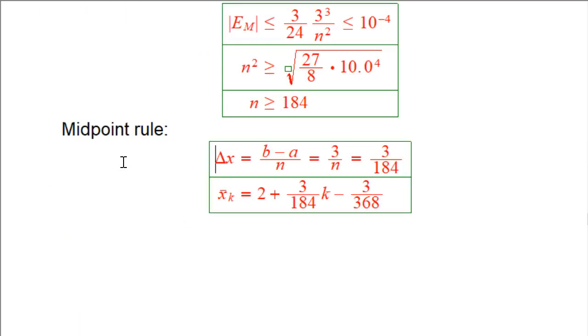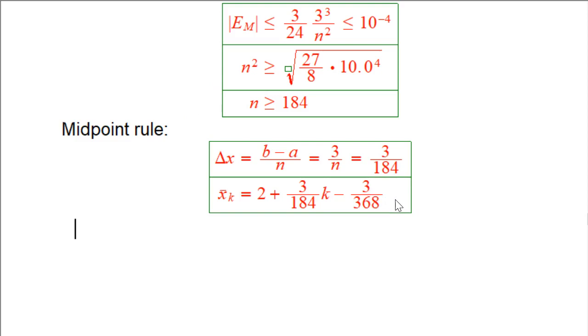Okay, so what is the midpoint rule? We need to do a few preliminary calculations. The delta x is always crucial for any uniformly spaced integration rule. It's 3 over n, so that's going to be 3 over 184. I'm just going to leave it like that. The midpoint rule, remember, you start at a, and you scoot over by k delta x's, but then you backtrack by 1/2 delta x. This is exactly half of delta x, to get it in the middle.